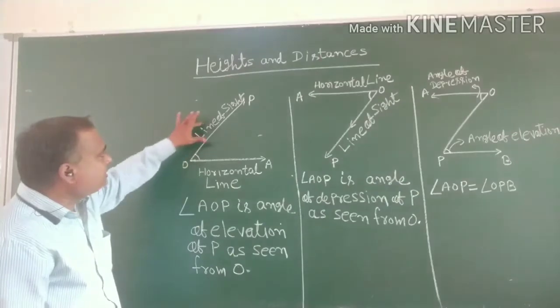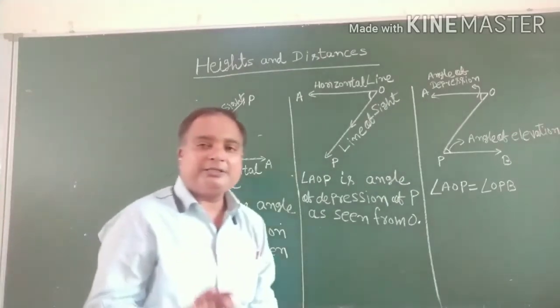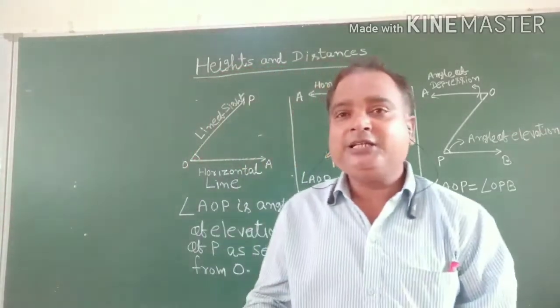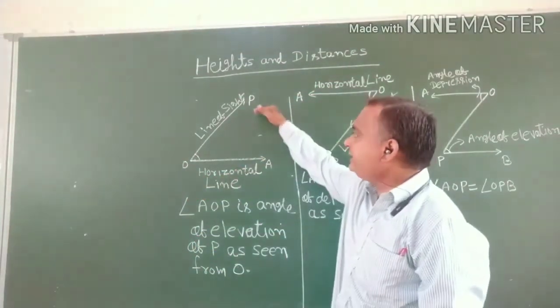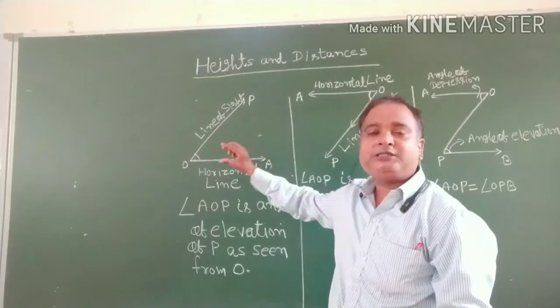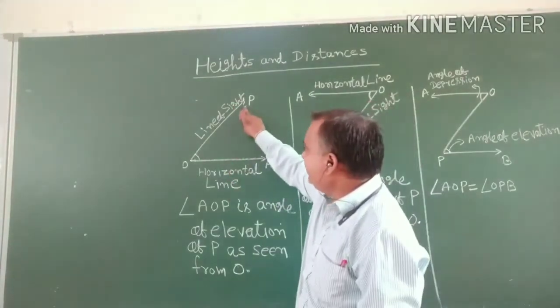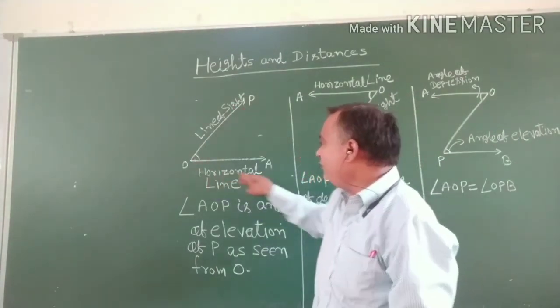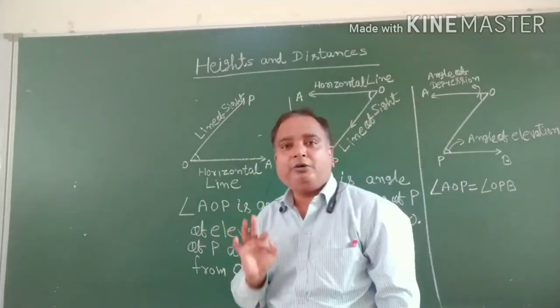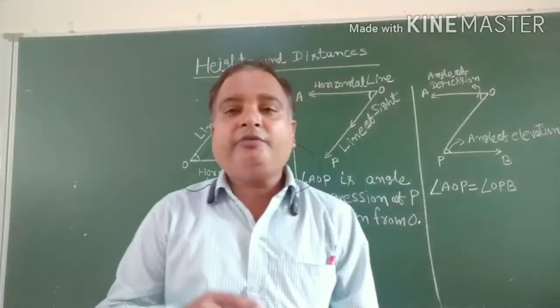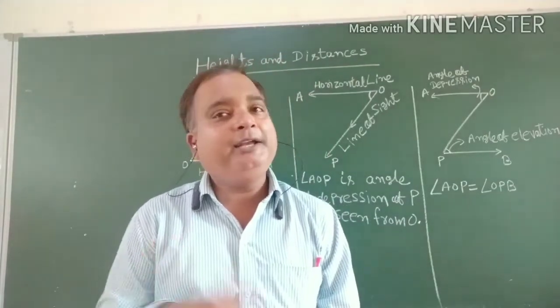I repeat, what is the angle of elevation? The angle of elevation is the angle at which the observer is at ground and the object is situated at some height. So the angle POA is called the angle of elevation. Now next, the opposite of angle of elevation, that is angle of depression.